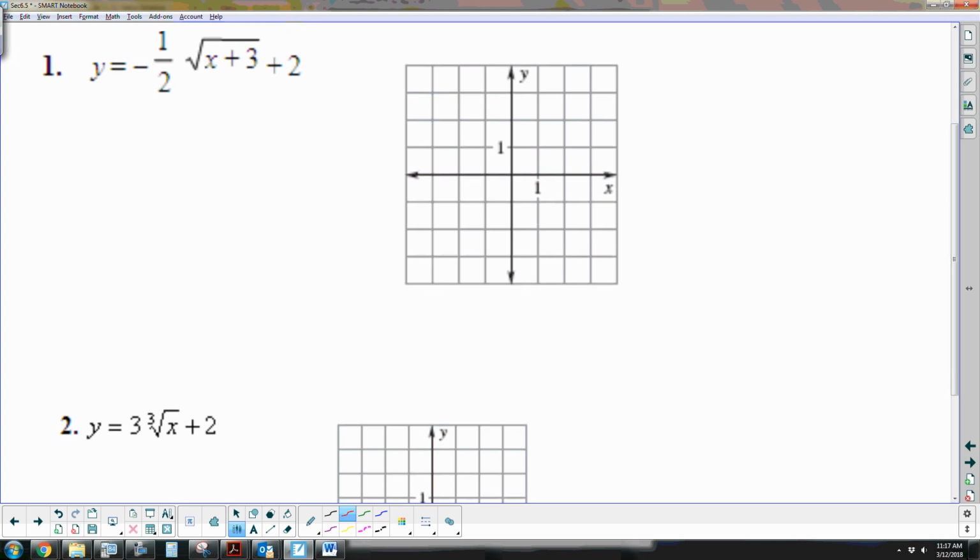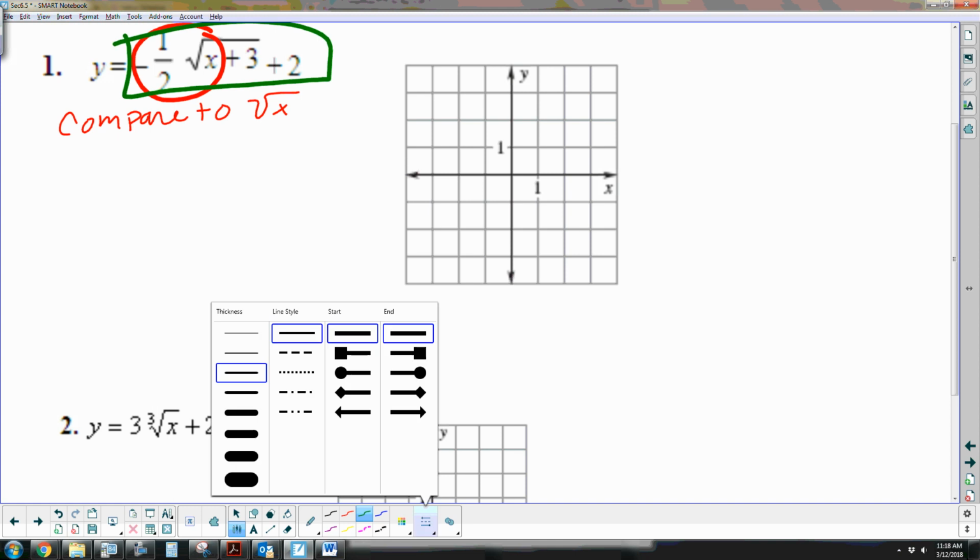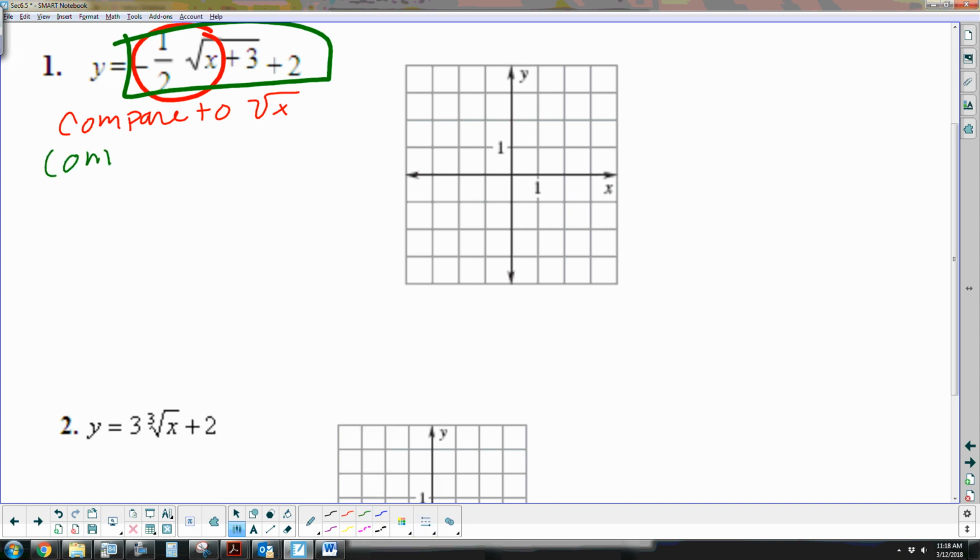So think of the parent graph. So how does this compare to the absolute value of x? And how does this whole thing compare to negative 1/2 times the square root of x?